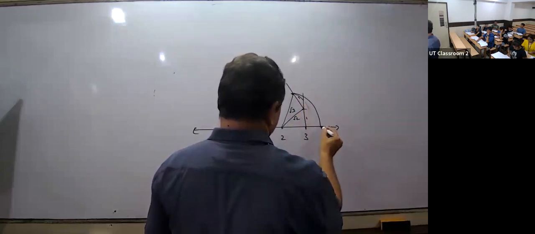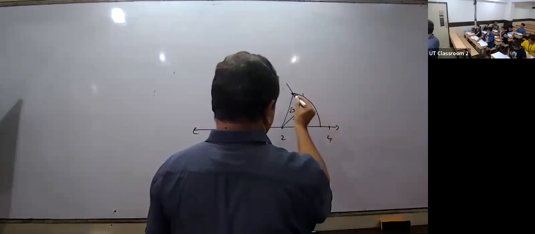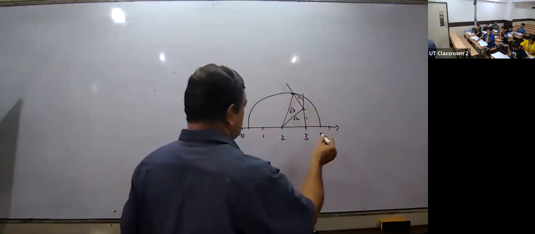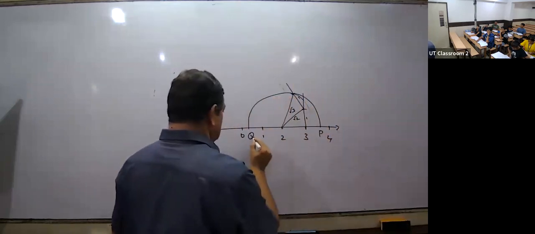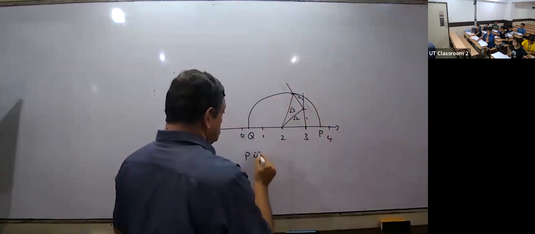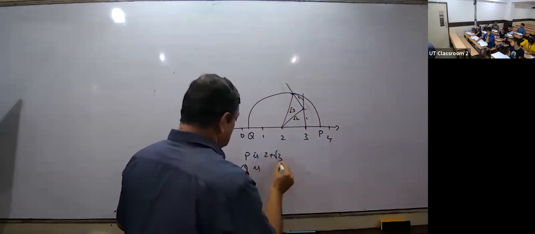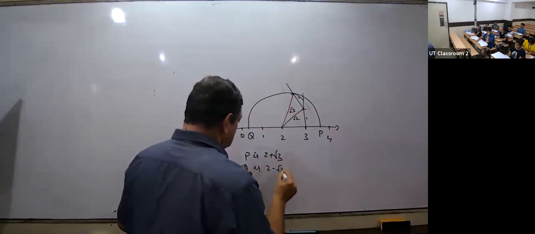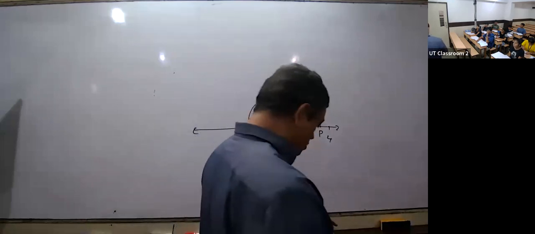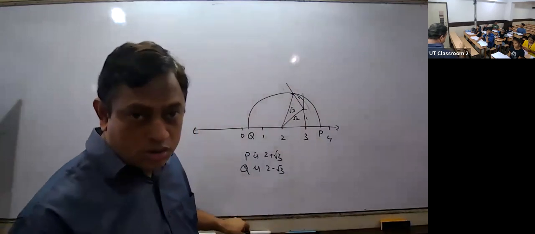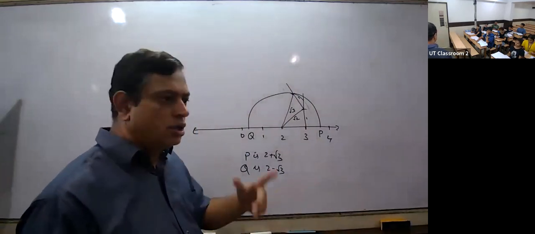This point is called 2 plus root 3. You come down to the opposite side and getting this point. This is P, 2 plus root 3. Opposite side Q. Q is 2 minus root 3. That is the base. 2 plus root 3 and 2 minus root 3. Understood? Okay.